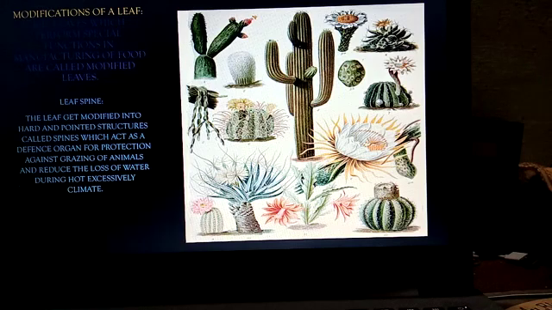Not only that, it even helps to reduce the loss of water during hot, excessive climate.